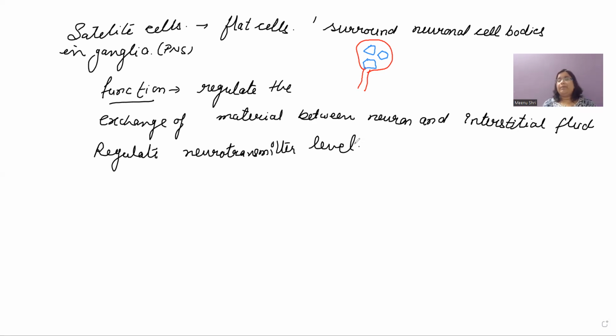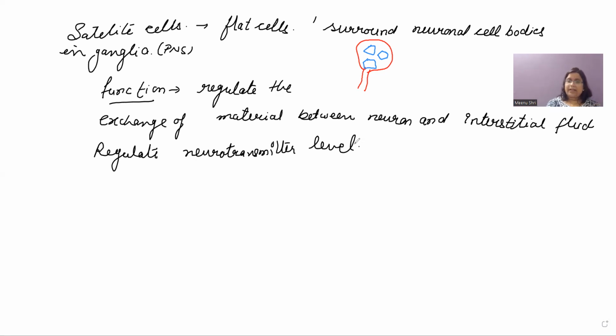The other two glial cells present in the peripheral nervous system: first is the Schwann cells. The Schwann cells encircle the PNS axon, and like oligodendrocyte cells, they secrete the myelin sheath around the axon. They maintain and help in the regeneration of the neurons if any injury occurs. They are also termed the neurolemma cells.